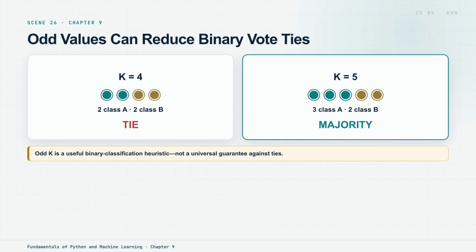For binary classification with uniform voting, choosing an odd value of k can reduce the possibility of a tied vote. For example, 4 neighbors can split 2 against 2. 5 neighbors must produce a majority when there are only 2 classes and every neighbor has one equal vote. However, this is a heuristic rather than a universal rule. Multi-class problems can still produce ties with odd k. Distance weighting can also change the voting process. Cross-validation is more reliable than selecting k only because it is odd or because it follows a simple formula.